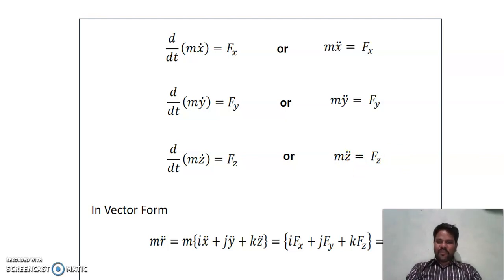In vector form, it is given as mr̈ is equal to m of (ẍ i cap plus ÿ j cap plus z̈ k cap). That is equal to the force along the x component i plus the force along the y component plus the force along the z component, which is equal to the total force. We observe that F is equal to mr̈, which is nothing but Newton's second law of motion.